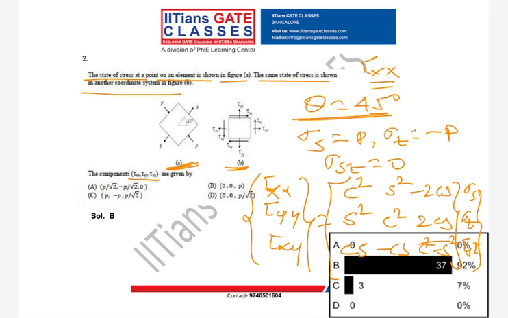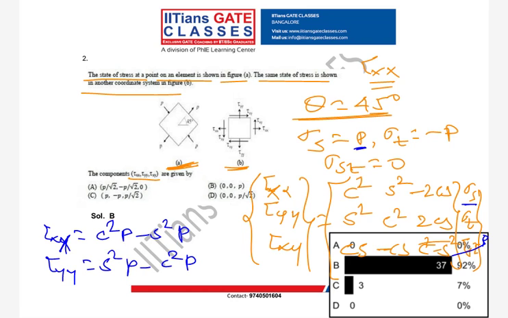So even theta is not required to substitute here. My tau st is 0. So what is your tau xx? It will be c square into sigma s, which is how much? P. Then minus s square into P. Tau yy is s square P minus c square P. Then tau xy will be csP plus P into csP, because minus minus became plus.